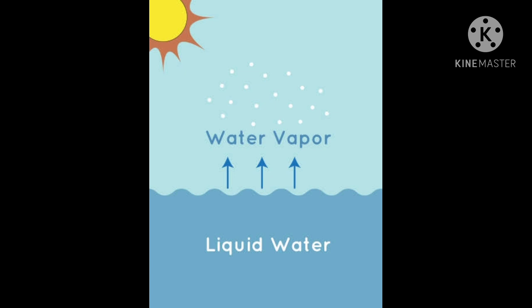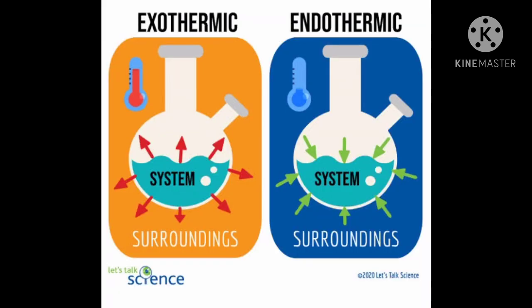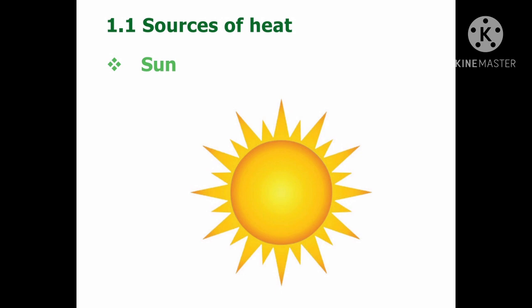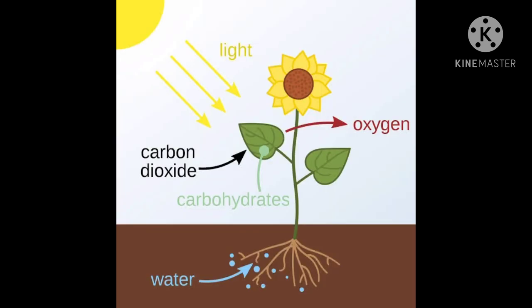Next, heat energy is needed for some chemical reactions. For example, endothermic reaction. Alright children, let us study the sources of heat energy. The first one is sun. Sun is the natural source of heat energy. We get heat and light from sun every day. Sun provides necessary warmth for plants and animals to live. Sun is essential for plants to prepare food.